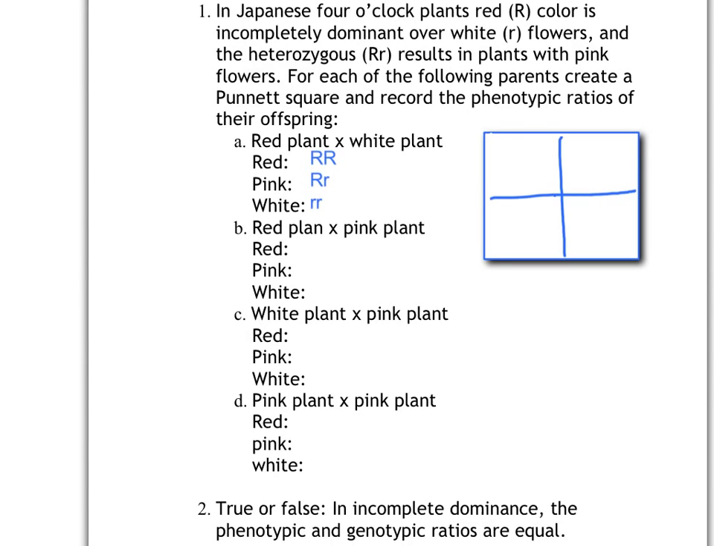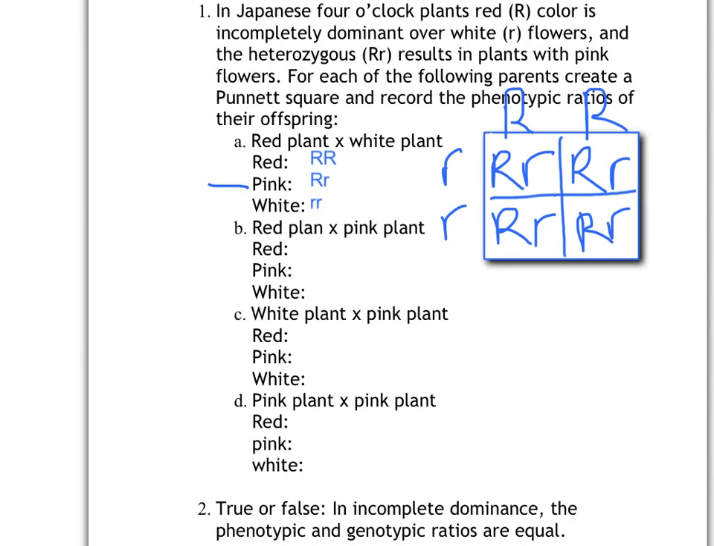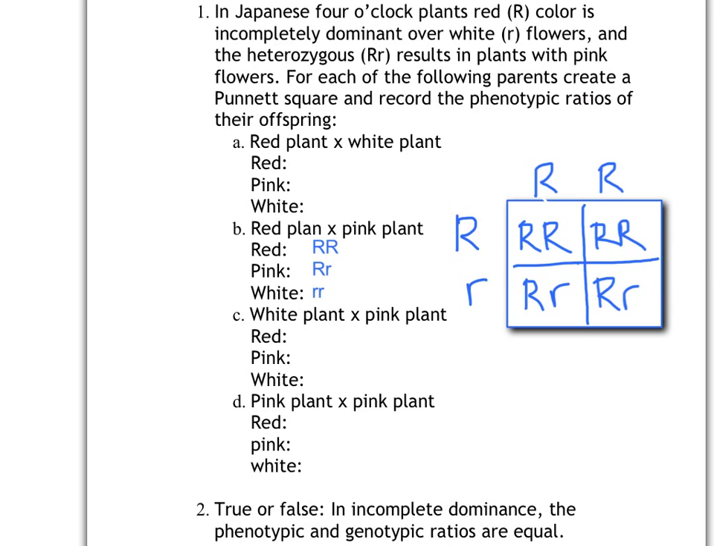of their offspring. So red plants, we know, are going to be R, R. White plants are going to be little r, and we're going to get all of that. Sorry if this is tedious. So all of them are the pink phenotype. So that's 100% or 1 to 0. Easy peasy.